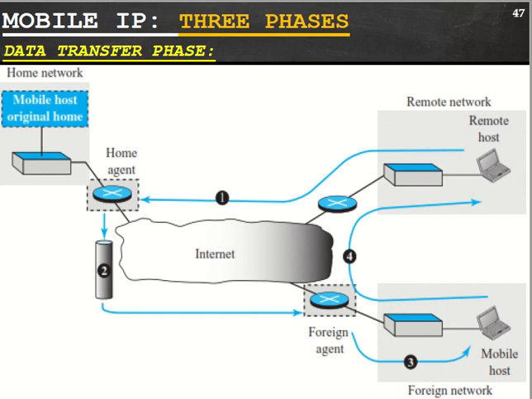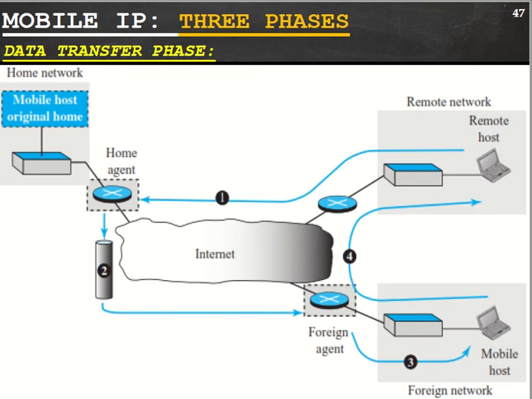The last one, from the mobile host to the remote host. When the mobile host wants to send a packet to a remote host, it sends as it does in normal operation. The mobile host prepares a packet with its home address as the source address and the address of the remote host as the destination address, and sends the packet. All the packets come from the foreign network. It has the home address of the mobile host, which is shown in path 4 from the mobile host to the remote host.